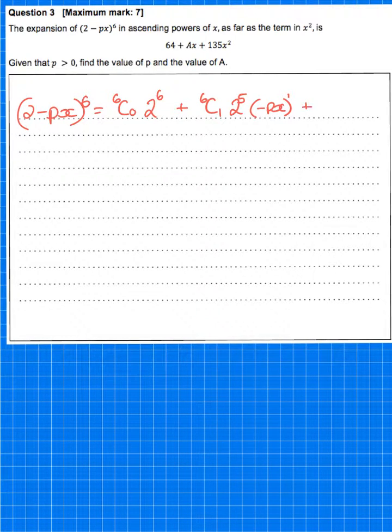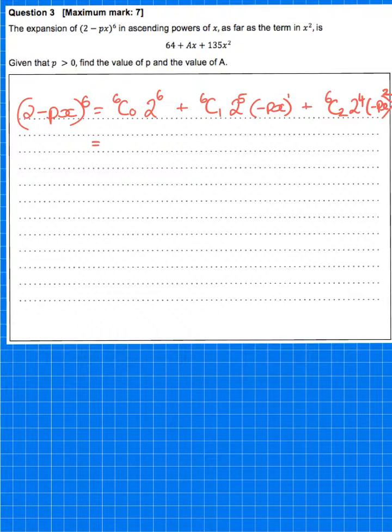Then our next coefficient would be 6 choose 2. We'd have 2 to the power of 4 because that power is decreasing, and then the negative px to the power of 2. Now that's our x squared term there, isn't it? So we don't need to go any further.